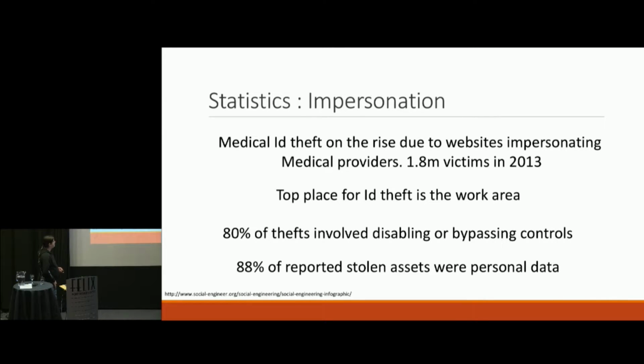And 80% of these thefts involve disabling or bypassing controls. So these organisations may have very good network protection and firewalls and perimeter protection, but all it requires is someone within that organisation to start bypassing some of these controls, and then you have an issue. And the final one on there is 88% of reported stolen assets were personal data. So personal data is very valuable. It commands a premium price on the black market, especially if you've got medical information included with that personal data.